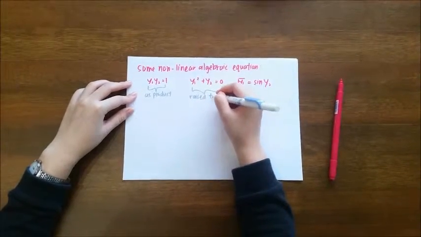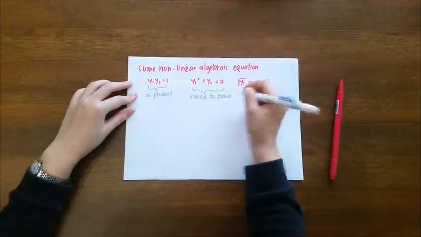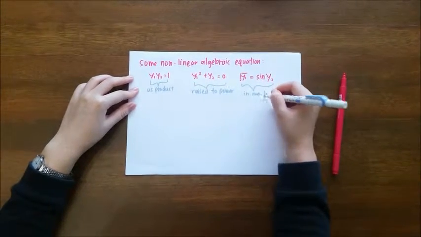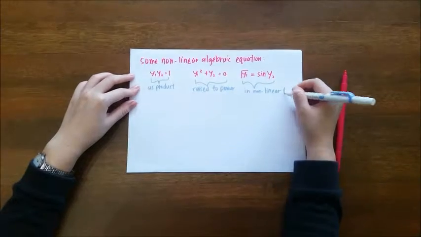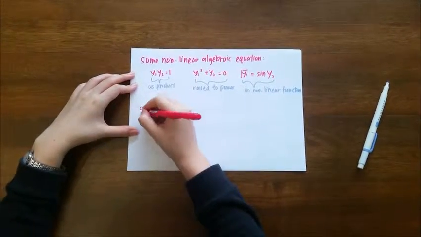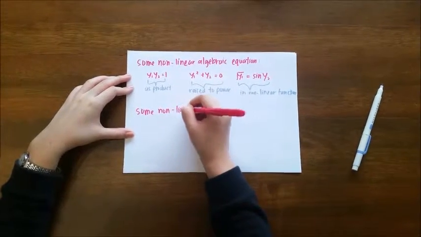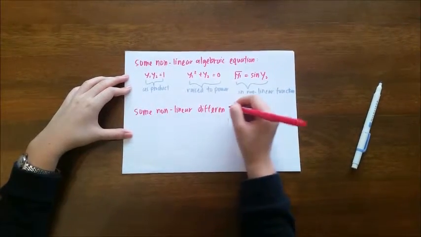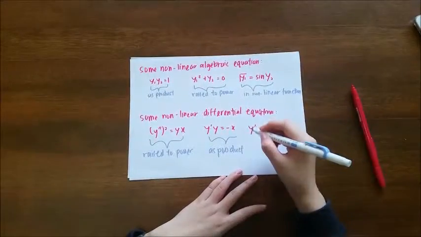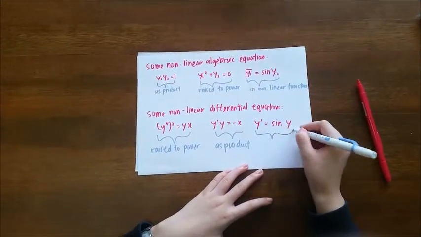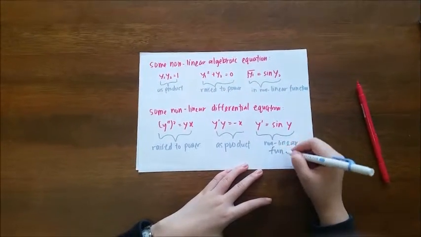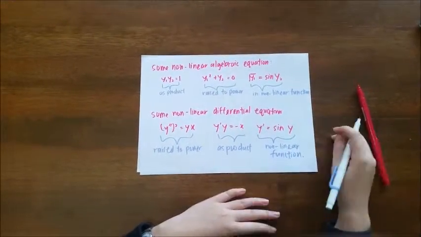So we have mentioned that non-linear algebraic equations can exist as a product, raised to a power, and as a non-linear function. Let's look at some non-linear differential equations. First, let us look at the second derivative of y squared, which equals y times x. Or how about y prime times y equals negative x? Or this one, y prime equals sine y.